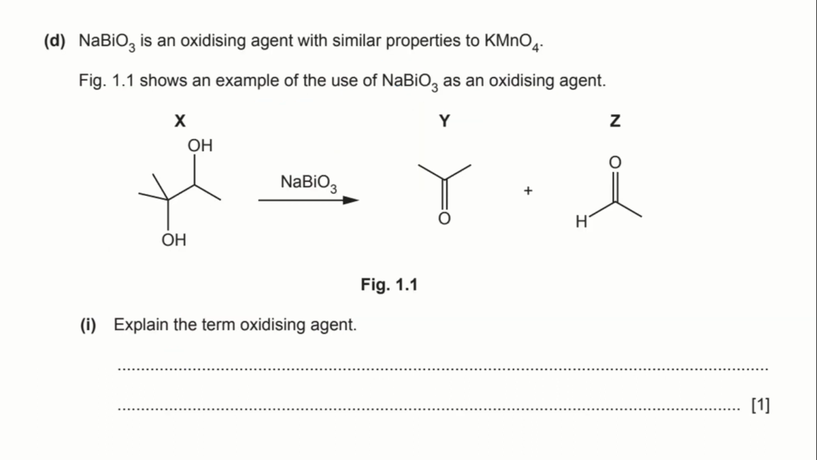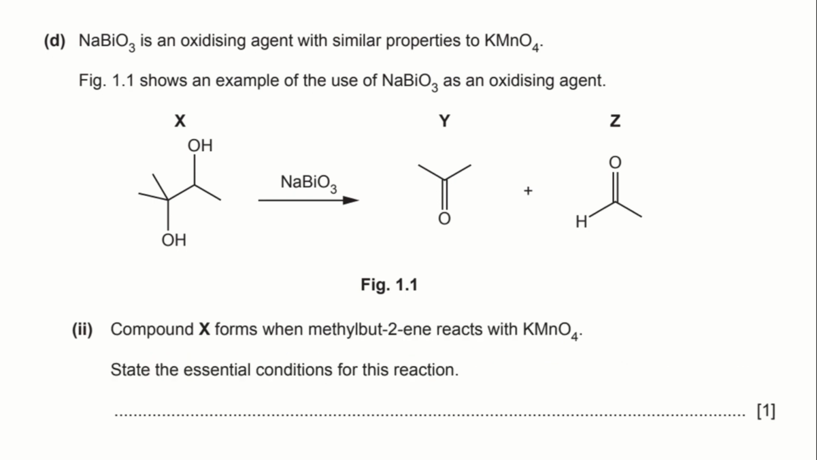Now in part D, we are given a reaction. So X is forming Y and Z in the reaction with sodium bismuthate as oxidizing agent. So part 1, we are supposed to explain the term oxidizing agent. So oxidizing agent is a substance that gains electrons and is reduced.